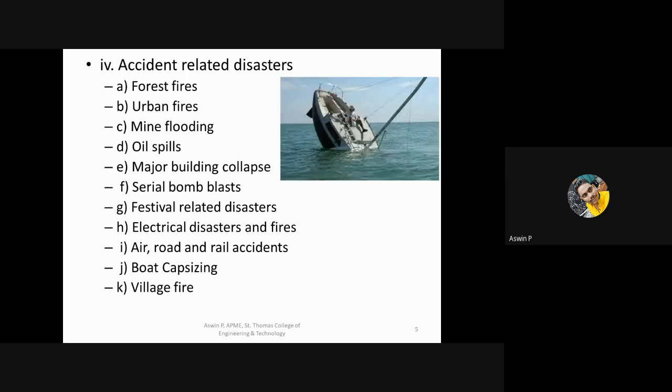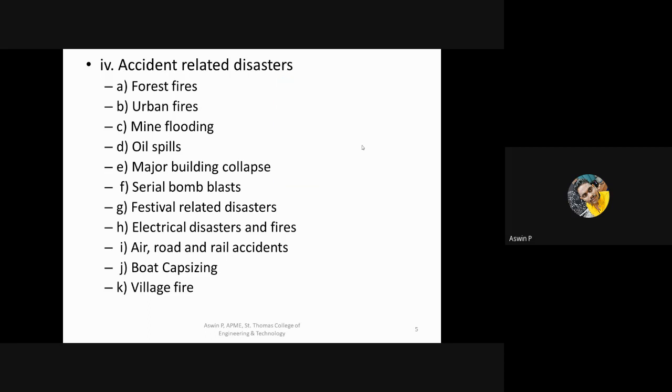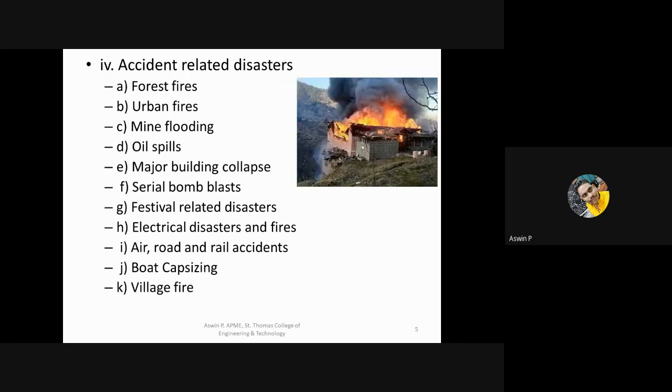A similar accident in water is known as boat capsizing. You can see the Titanic capsized in the sea. Similarly, there are a lot of boat accidents in India. And we also have village fire, which is a subclass of urban fire, but a whole village area may be affected by this fire.